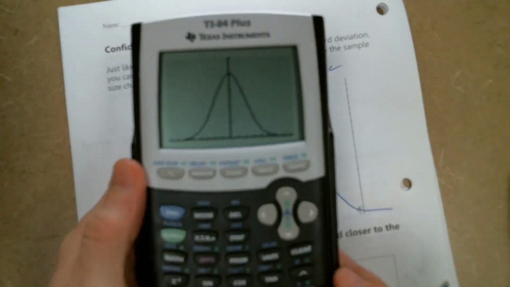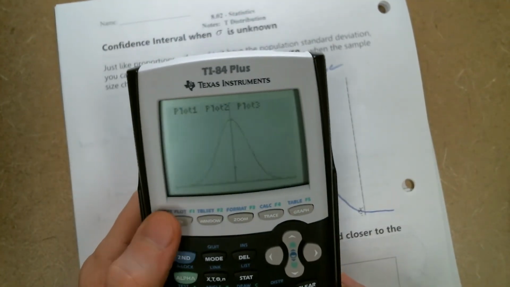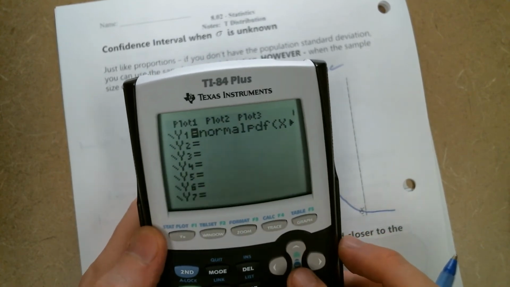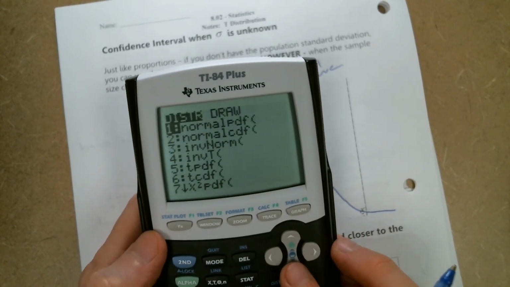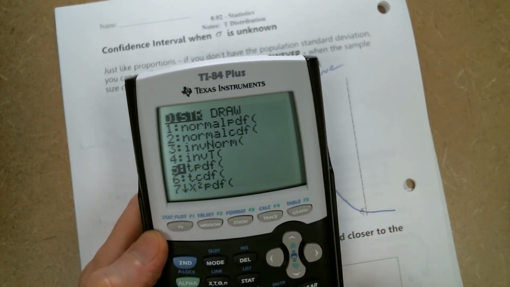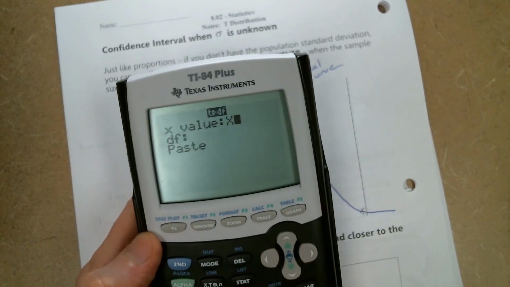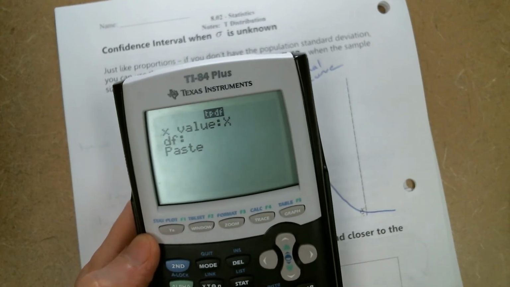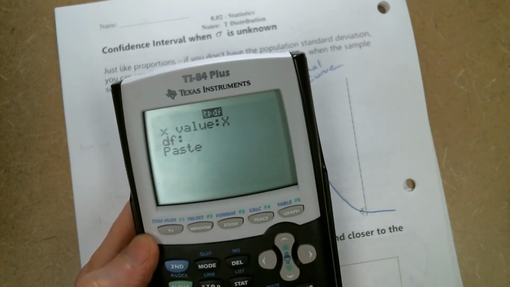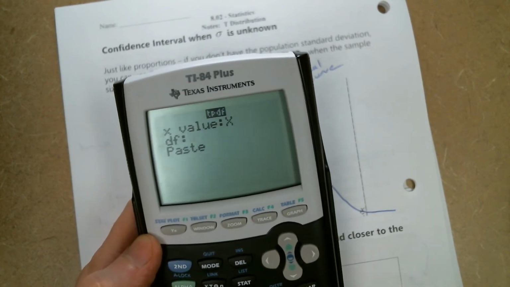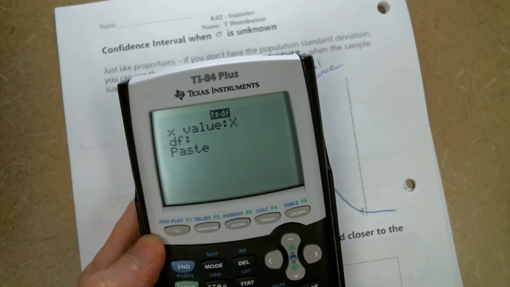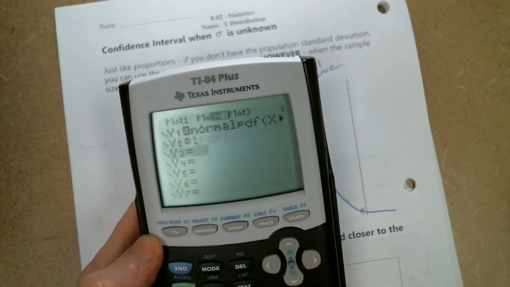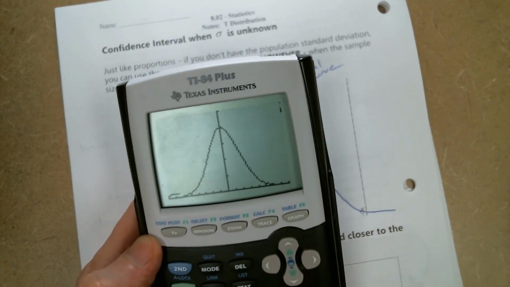Now let's look at a t distribution. I'm going to go back into my y equals, down to y2. Instead of normal PDF, I'm still going to go to that distribution menu and go to t PDF. I'm still going to put in x as my x value. And then the t needs something called degrees of freedom, which is basically the sample size minus 1. So I'm going to start with a really tiny sample. Let's just pretend my sample had only 2 people in it, which means my degrees of freedom would be 1. I'm going to paste that in there, and then let's look at the graph.